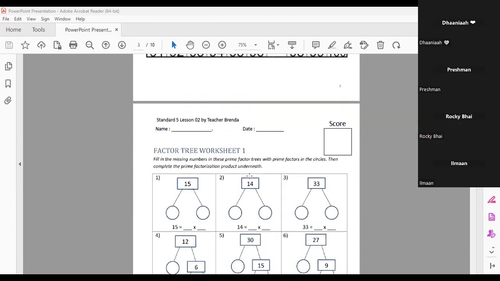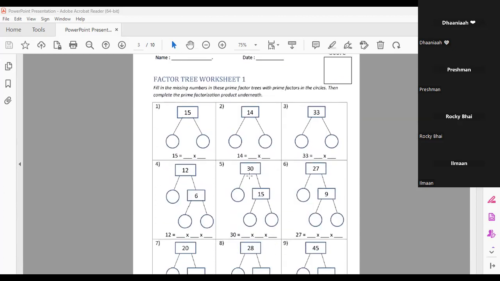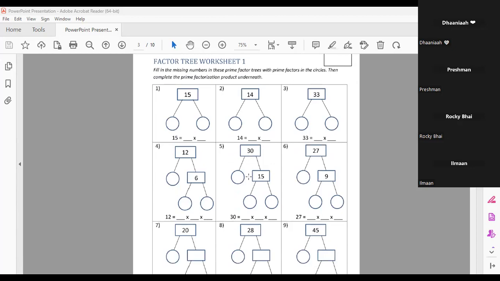So we're going to explore something a bit more called factor trees. Yes, this is easy. Very easy. Just now I explained to you already. Look at 15. Put in chat now. What times what makes 15?